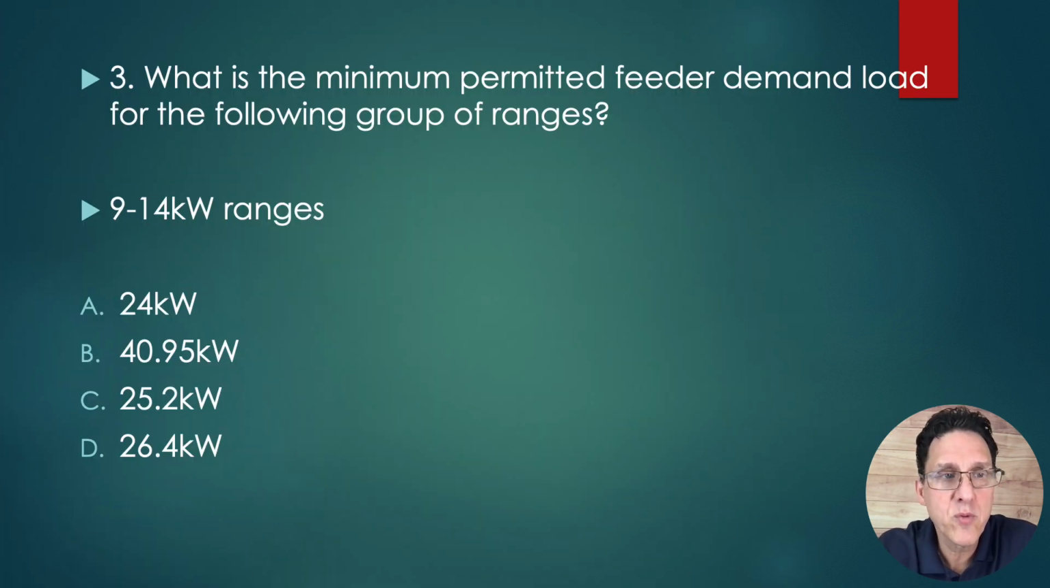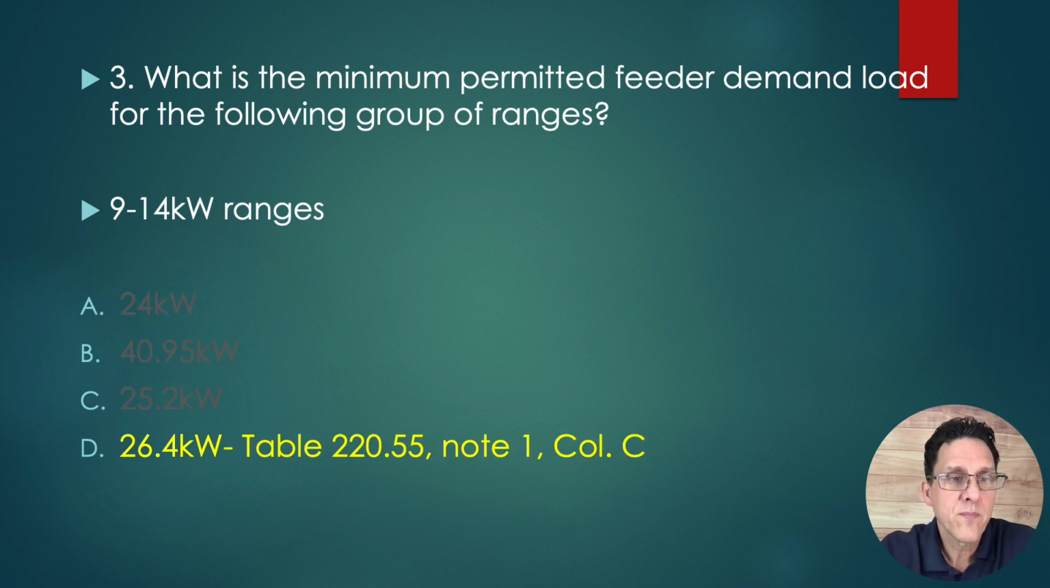All right, in this case, we have a group of 14 kW ranges. We have 9 of them. 9 14 kW ranges. All right, we're above 12 kW for our nameplate, so we got to read column C and then add 5%, 10%, 15%, whatever it is, right? So you have to figure out what percentage we have to add to column C in this case. Take a moment and I'll give you the answer in a second. Okay, 26.4 kW is the correct answer. So again, it's Table 220.55 along with Note 1, column C plus 5%, 10%. In this case, it's going to be 10% we have to add.